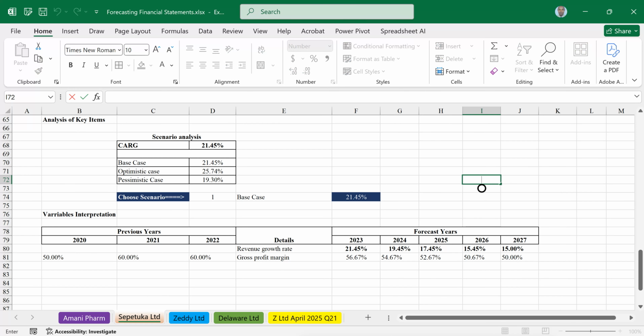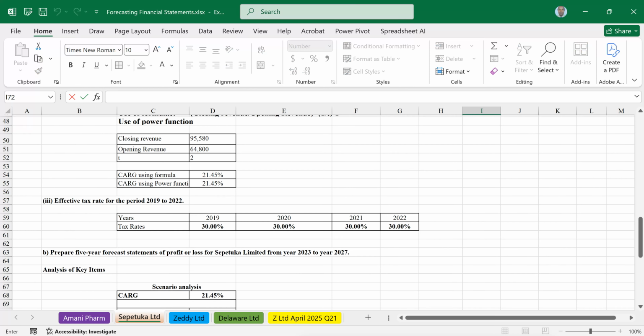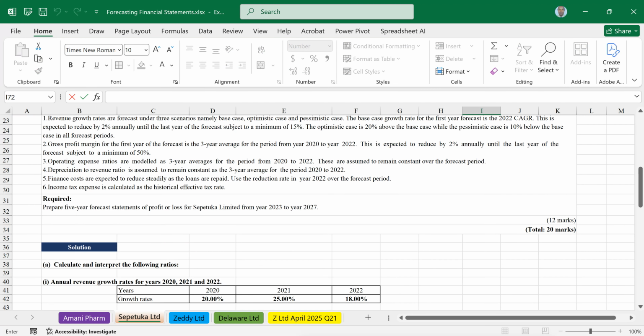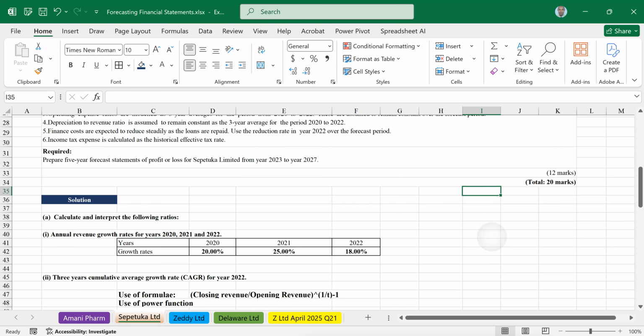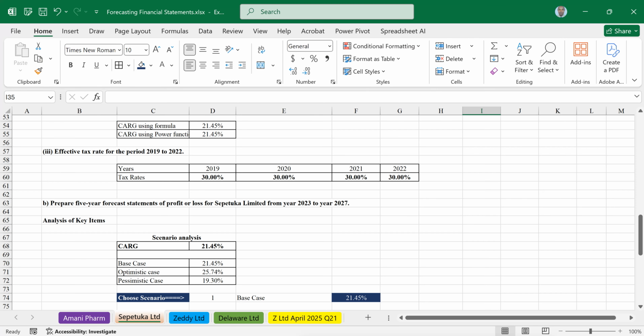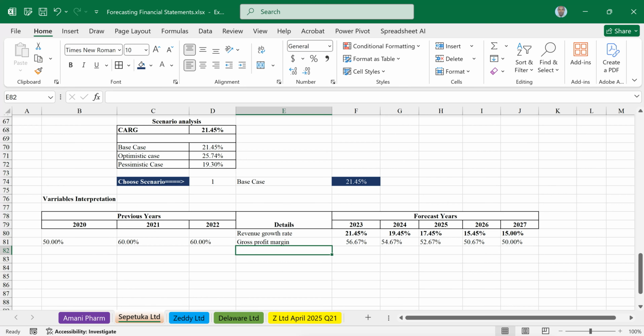What follows after number 2? After number 2, we move to number 3. Operating expense ratios are modeled at 3-year average for the period 2020 to 2022. These are assumed to remain constant over the forecast period. Again, that is not just like what we did in revenue. So operating expense ratios are modeled as a 3-year average from 2020 to 2022, and they will remain constant over the forecast period.